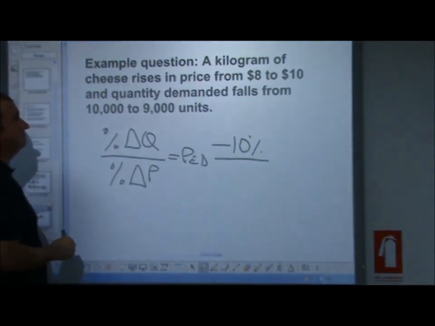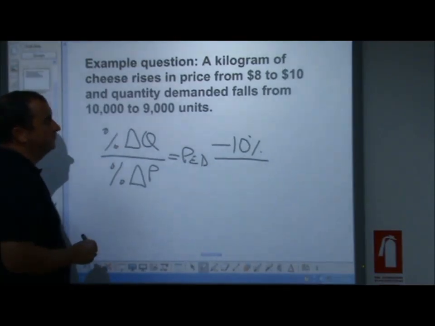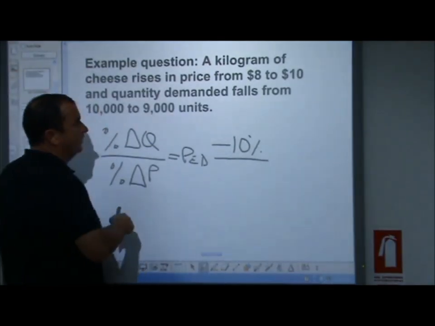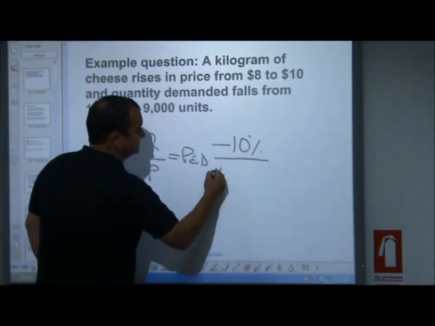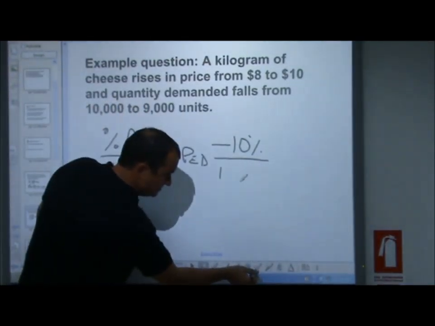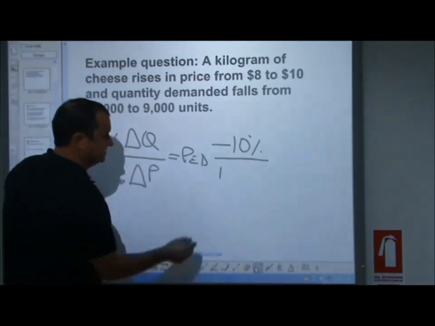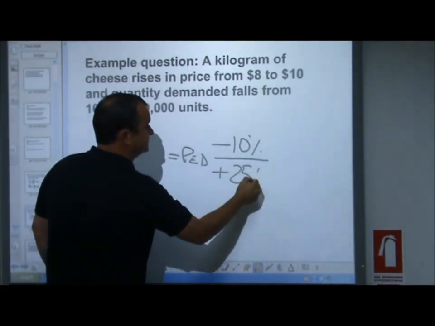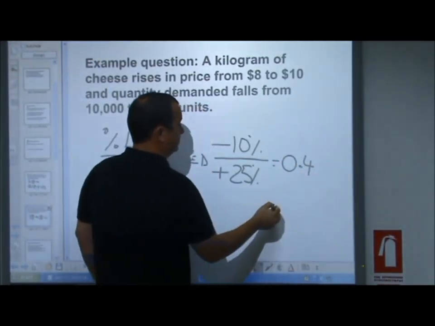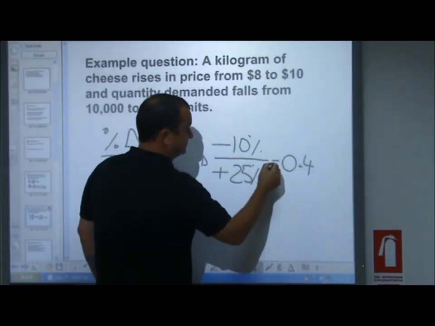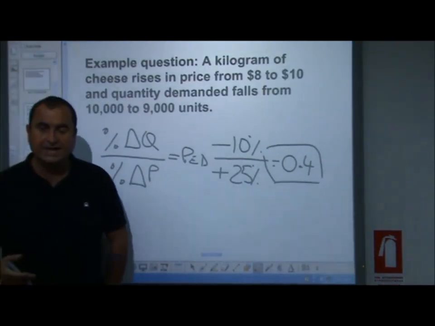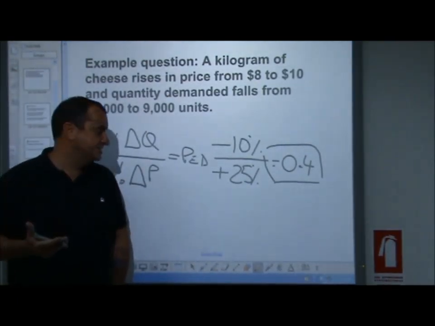And the change in the price, it went up $2 from $8, so the price went up 25%. Minus 10 divided by 25 comes out to negative 0.4. So either way we calculate, we reach the same answer.